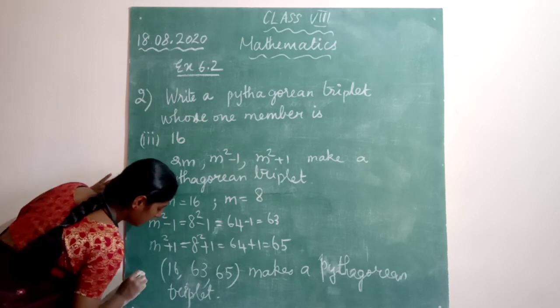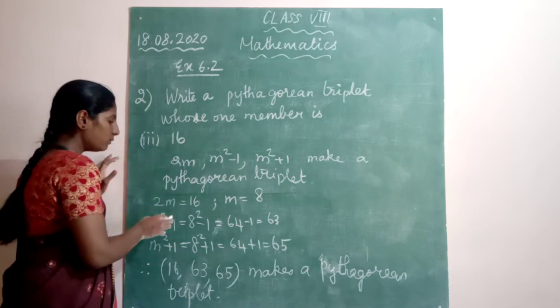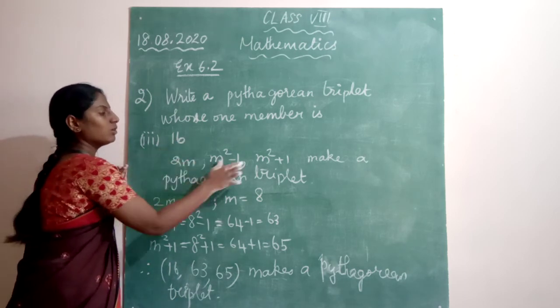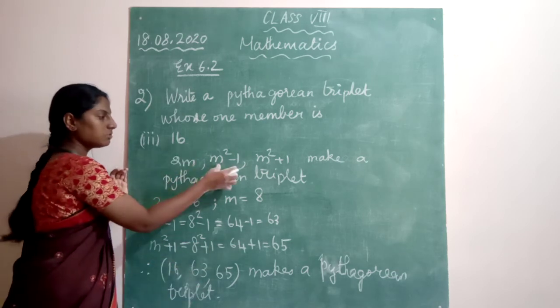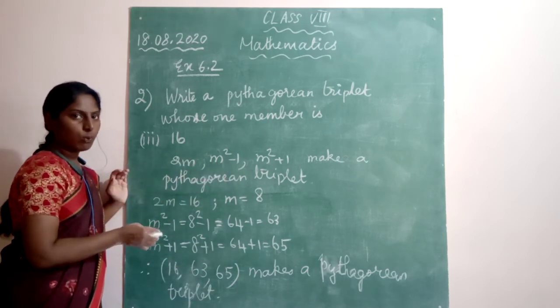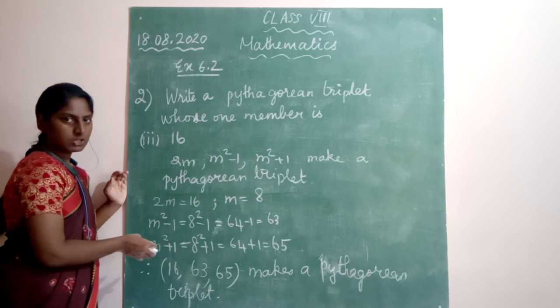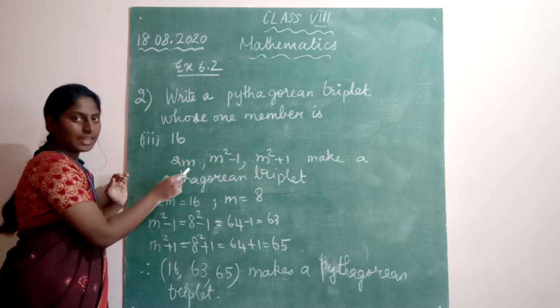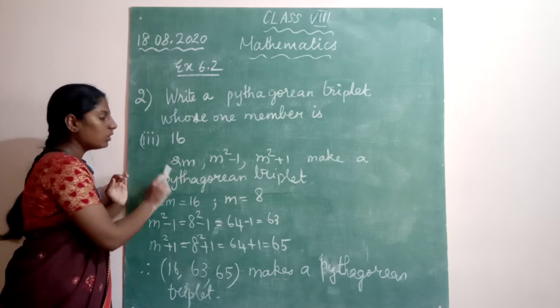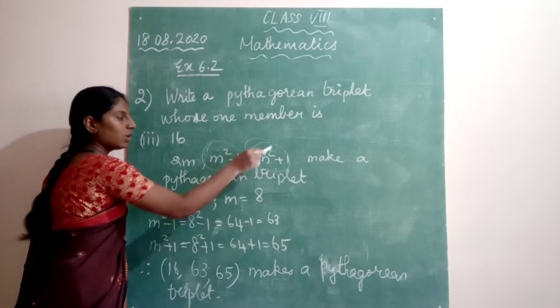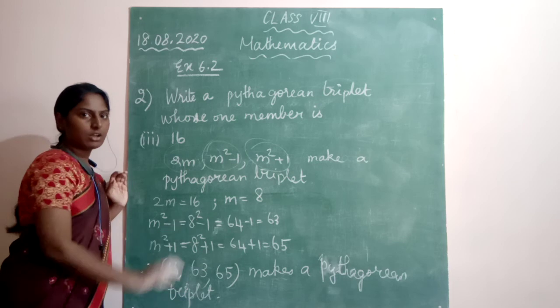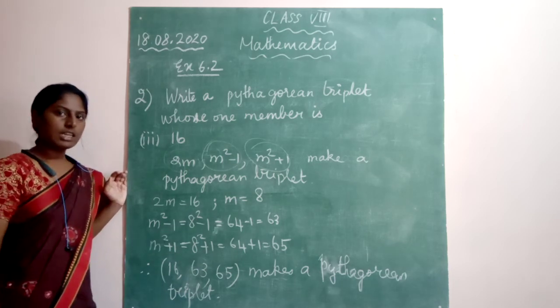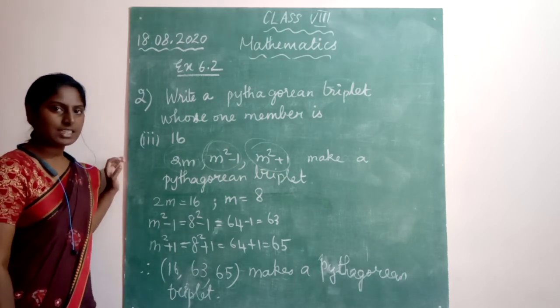Very easy, right? You just have to substitute the given value for any one of these terms. You can even substitute this for m square minus 1. For anything you can substitute, and first you have to find what is m. Then you have to find all these 3 values, and you have to write those 3 values as the Pythagorean triplet. Is it clear? So we have completed exercise 6.2.